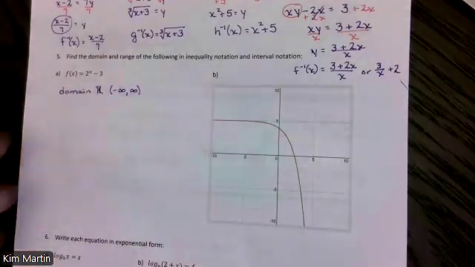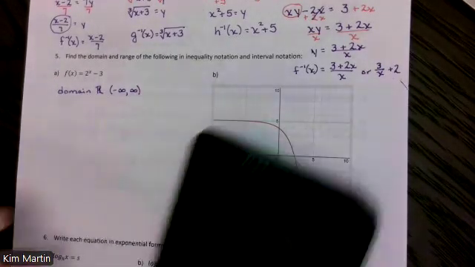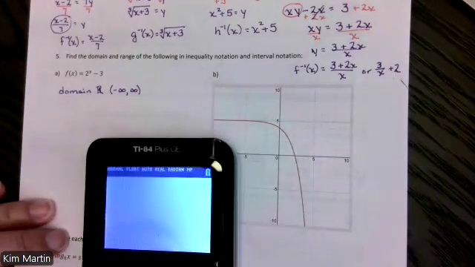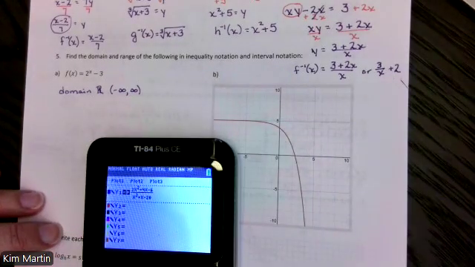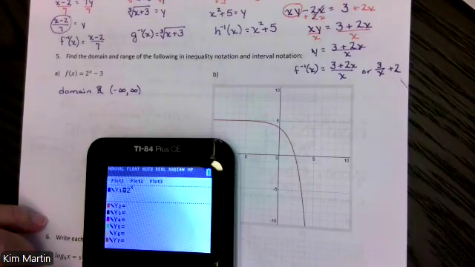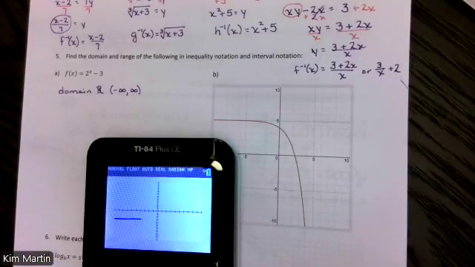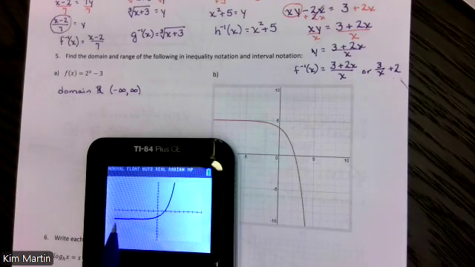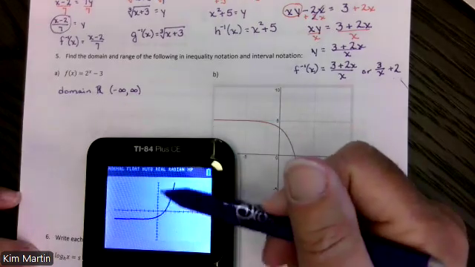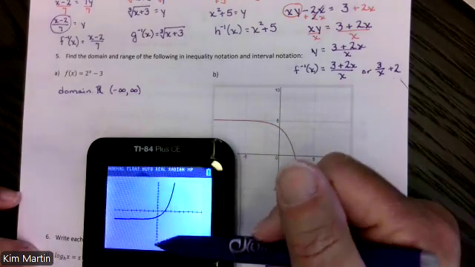Your range, so let's show it to you on a graph, because that's what most of you are going to do. You're going to graph 2 raised to the x power minus 3. And it looks like this. You have a horizontal asymptote at negative 3. It doesn't touch negative 3. It looks like it does on our graph, but if we actually filled it in, you'd never actually get to negative 3. Our range is our y values.